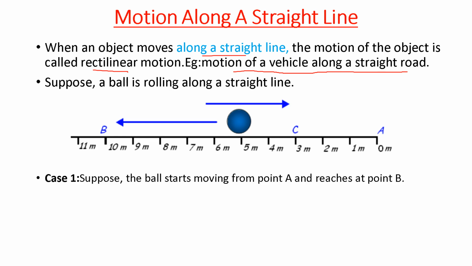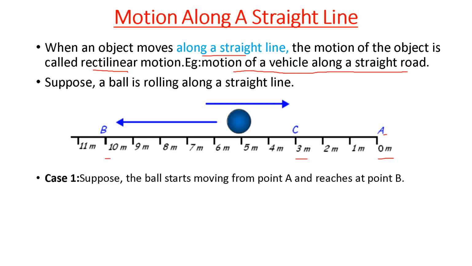Or we can take an example of a 100-meter race where runners run in a straight line. Okay, so these are the examples of motion along a straight line. Now let us understand a few things related to this motion along a straight line. Let's take a reference line which has 3 points: point A, point C, and point B. Generally, point A is taken as 0 meter. Okay, this is the origin. Point C is at 3 meter from point A, and point B is at 10 meter from point A.